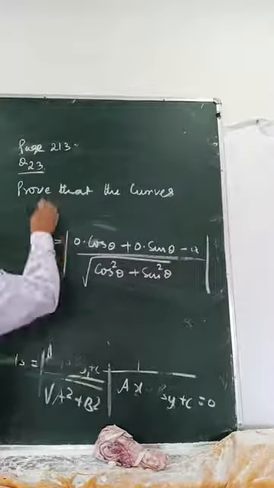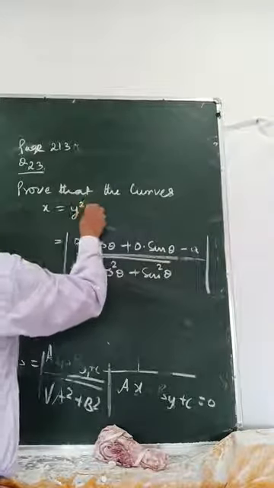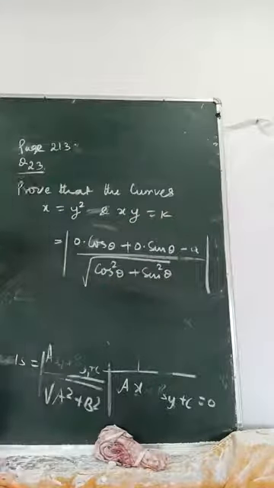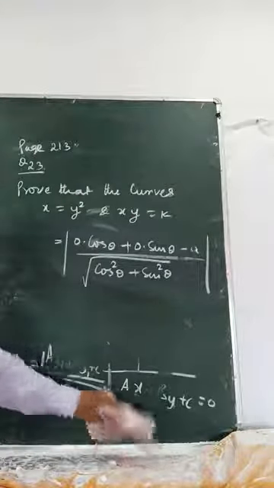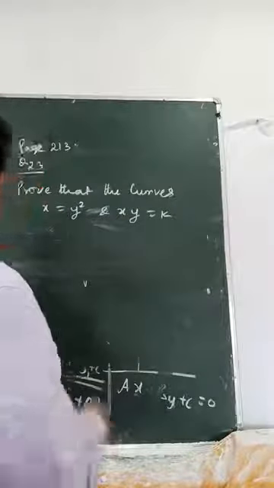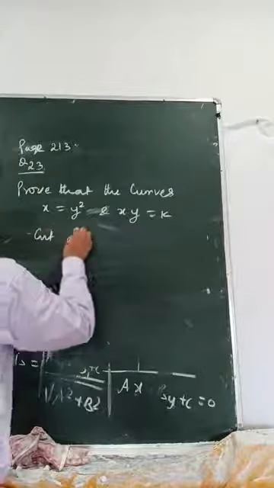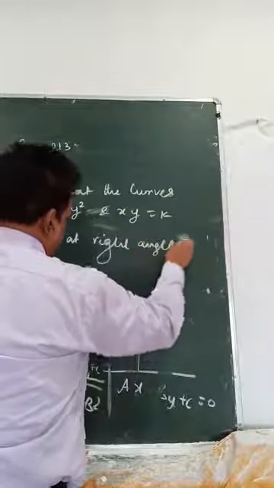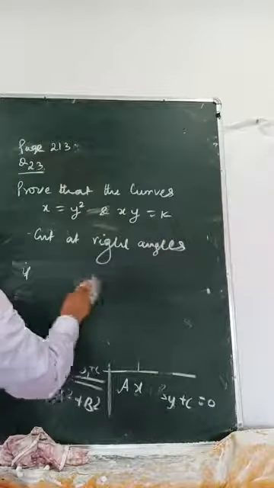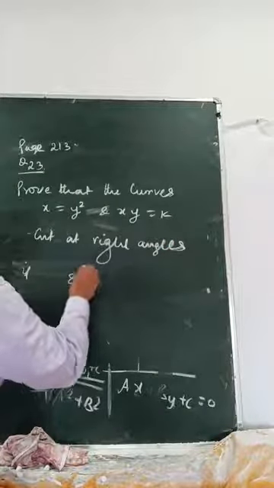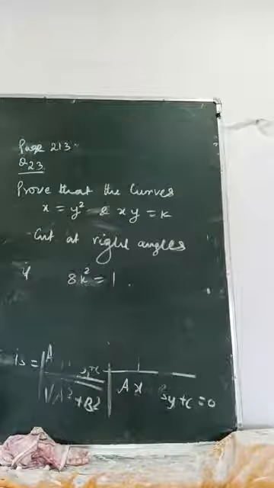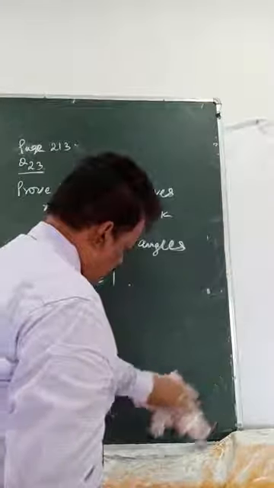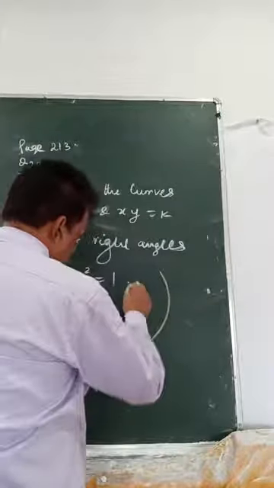x is equal to y square and xy equals to k, chords at right angles, if 8k square equals to 1. Okay, two chords are there. One curve is like this, other curve is like this.